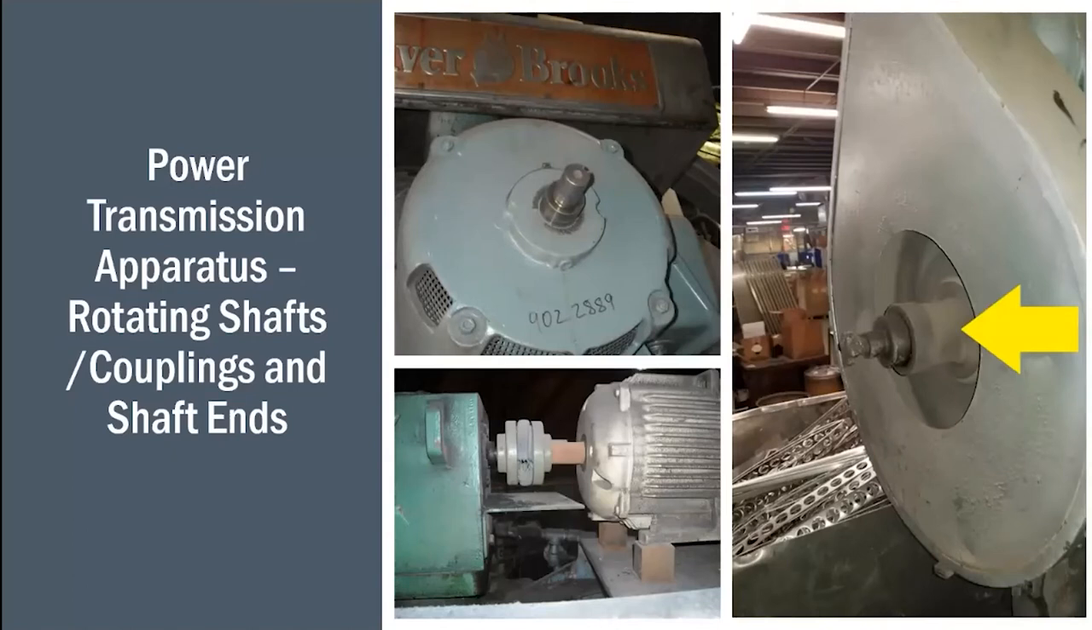Fixed guard around something that, again, is not fully covering that rotating power transmission device, and we have something sticking out, or shaft ends that are sticking out. This particular one, it's a little hard to see, has a keyway, so there's an entanglement hazard there. And the rule on extended or protruding shaft ends: if the shaft extends more than 1/2 the diameter of the shaft, it needs to be guarded.